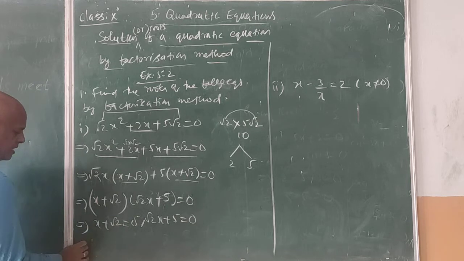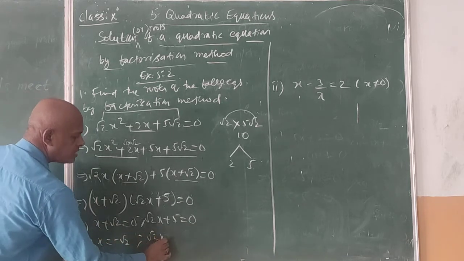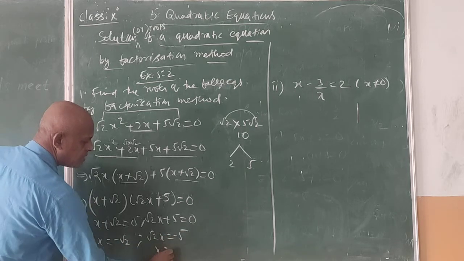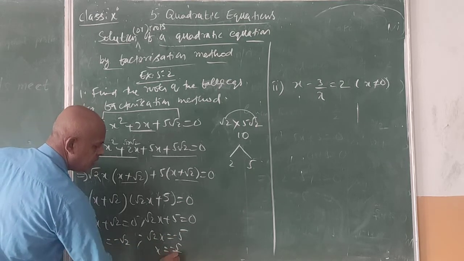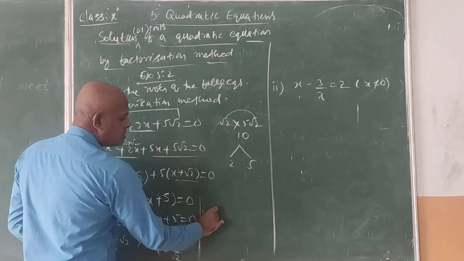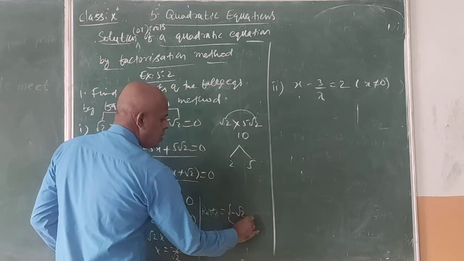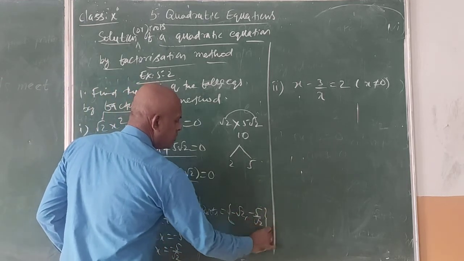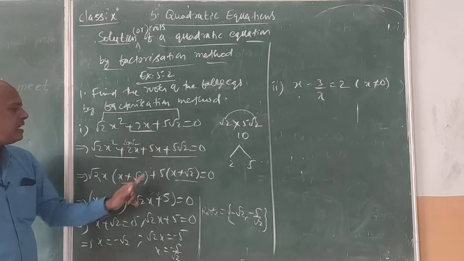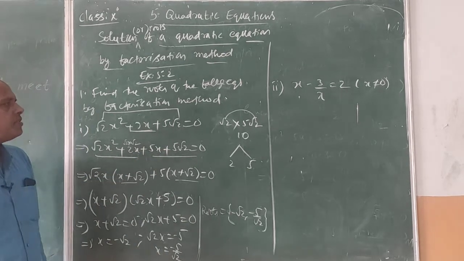So root 2 transform that side. X is equal to minus root 2. So root 2x is equal to minus 5. X is equal to minus 5 by root 2. Therefore, what are the roots here? Therefore, roots are minus root 2 and minus 5 by root 2. So you should be very careful whenever you get irrational numbers as root values. So minus root 2 and minus 5 by root 2 are the roots of the quadratic equation.